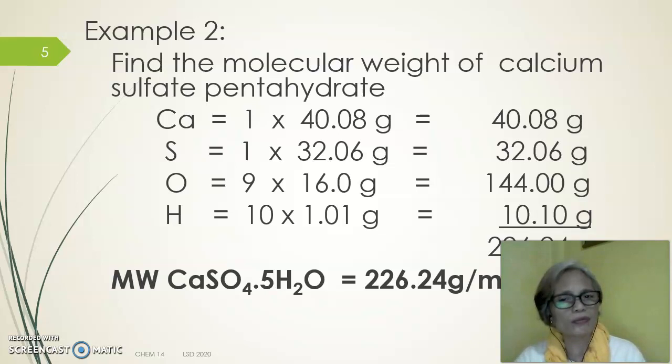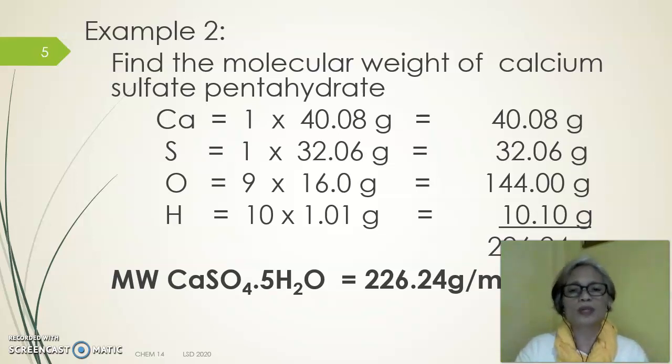Again, we write the formula. So that is CaSO4 for calcium sulfate, and then penta meaning 5, then hydrate, so 5 moles of water. So what are the elements involved in the formula? We have 4 elements: calcium, sulfur, oxygen, and hydrogen.